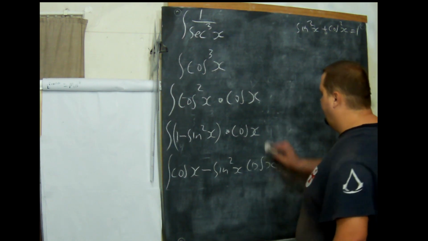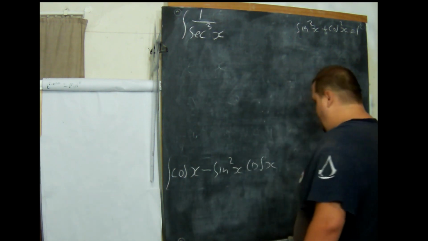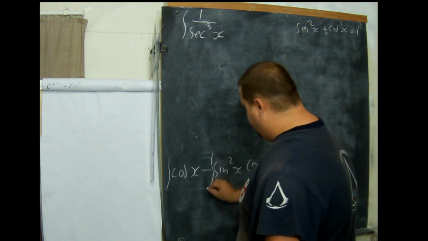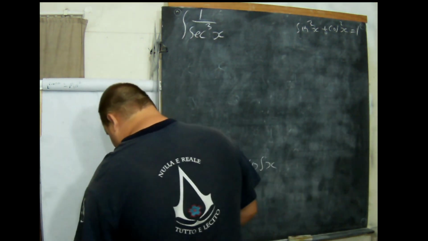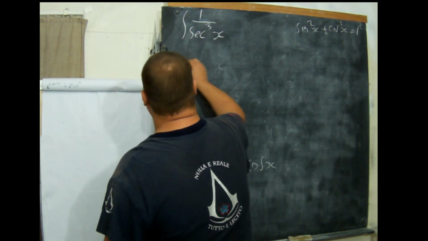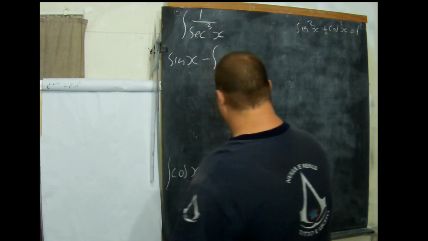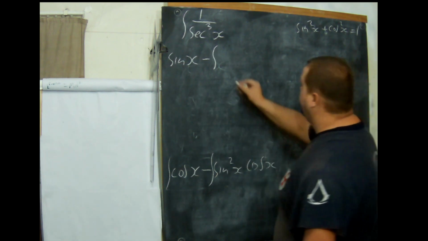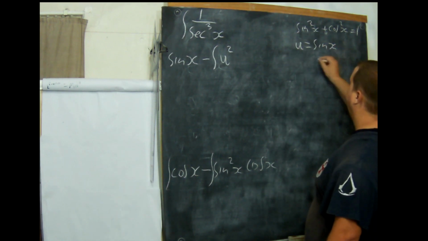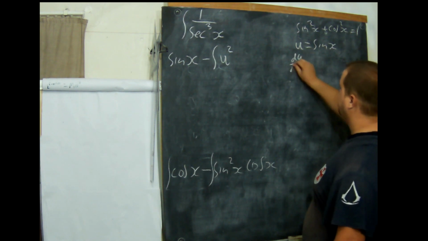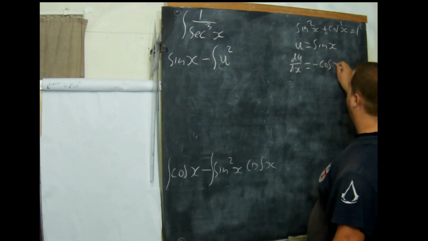Next part of this, now we can take the integral of all of this. So the integral of cos is sine. So it's sine x minus the integral. Now we're going to do u substitution with the sine squared. So that is u squared. u equals sine x. So du over dx equals the derivative of sine x, which is cos x.